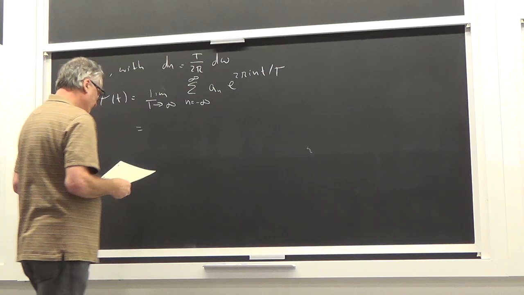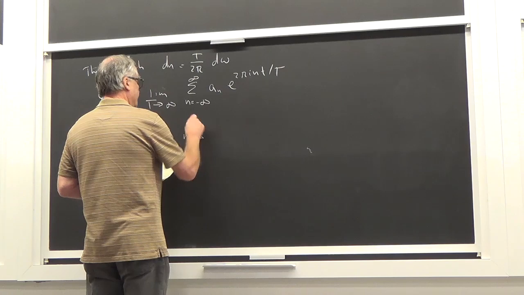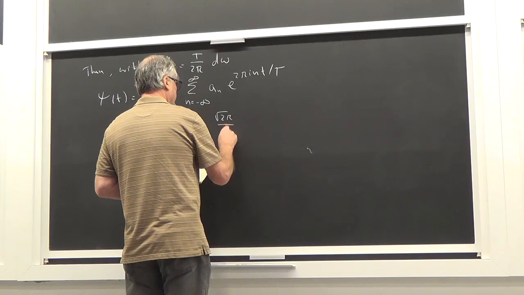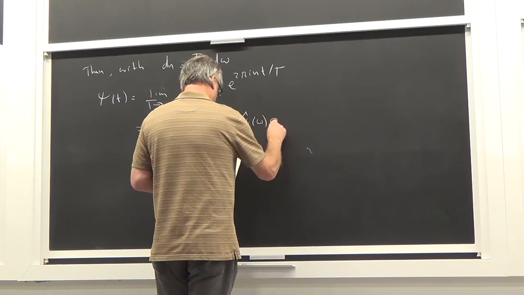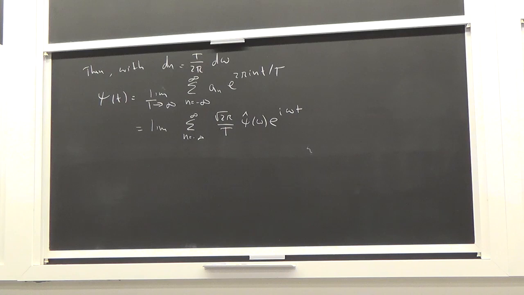So let me use my definition of psi hat here and express a sub n in terms of psi hat. So the limit of the sum from n equals minus infinity to infinity of square root of 2 pi over T times psi hat of omega e to the i omega t. So I define omega to be 2 pi n over capital T, so that exponential, yeah. What is the dn?